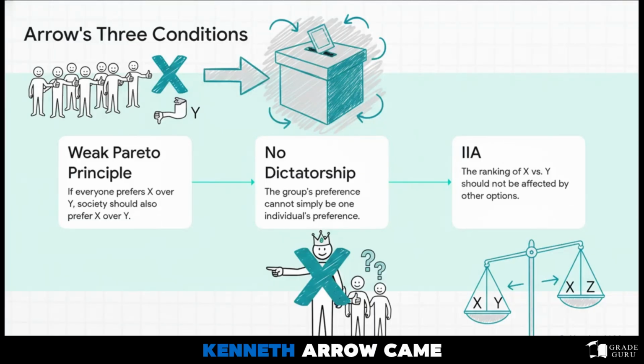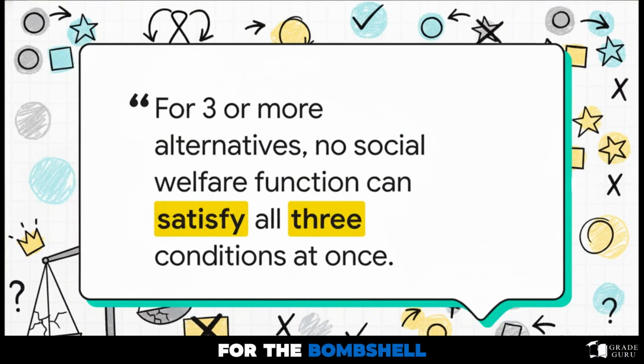So, the economist Kenneth Arrow came up with 3 conditions that seem incredibly reasonable for any fair system. 1. Weak Pareto. If every single person prefers X over Y, then the group as a whole should prefer X over Y. Simple, right? 2. No dictatorship. One person's preferences can't just become the group's preferences. And 3. Independence of irrelevant alternatives. This means the group's choice between, say, chocolate and vanilla ice cream shouldn't suddenly flip just because strawberry becomes an option. Okay, get ready for the bombshell.